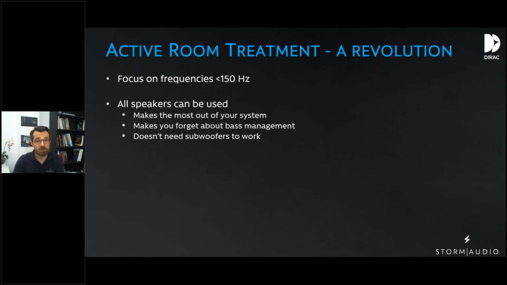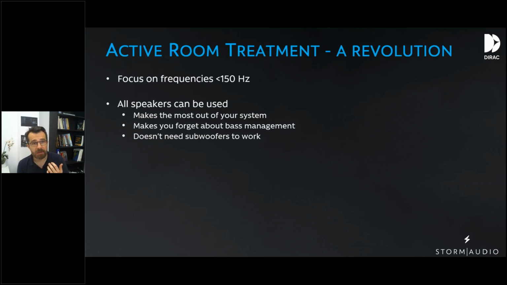So what active room treatment does, and as we illustrated, is that you can use all your speakers to participate in the active room treatment. So if you already have a system in place, you don't change it. You just use active room treatment, and it will make sure that all the speakers in the room and your subwoofers are used to actively compensate for the problems that the room creates.